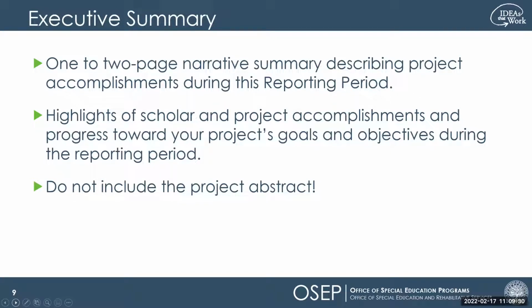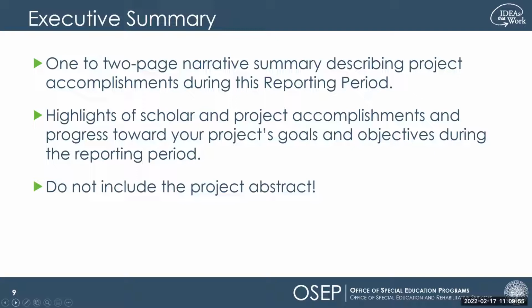For the executive summary, the executive summary should include a 1 to 2 page narrative describing project accomplishments during the reporting period. Highlights of the scholar and project accomplishments and progress towards your project's objectives and goals during the period should be included. Do not include the project abstract.